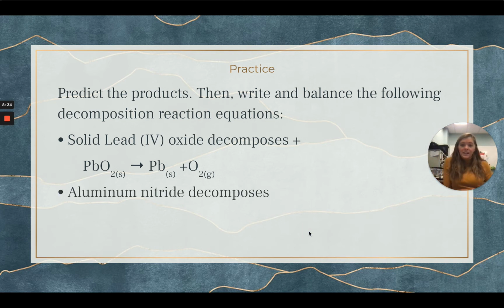Another one to practice here, aluminum nitride is decomposing. So first step again, write out aluminum nitride as your ionic compound and decompose that into aluminum and nitrogen. As usual, make sure you reach out if you have questions on this because we are covering a lot of material in this video.